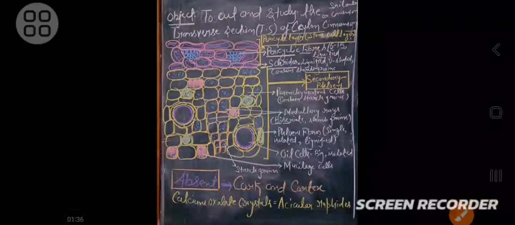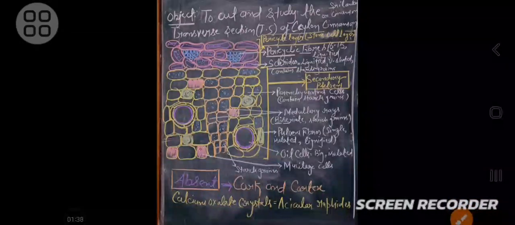phloem. The stone cell layer, the meaning of the stone cells are those cells which are found in the compressed form, and the type of the cells found are sclerenchymatous cells. In other words, we can say the stone cells are the compressed form of sclerenchymatous cells. First, we discuss the pericycle layer.